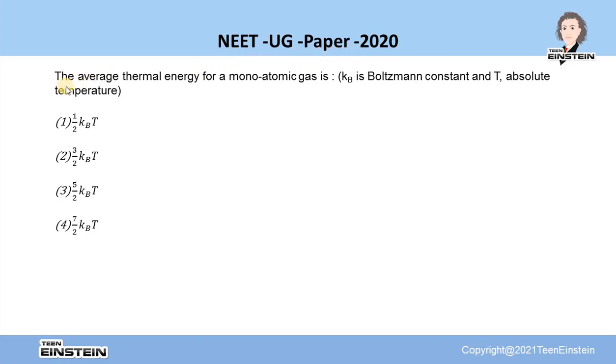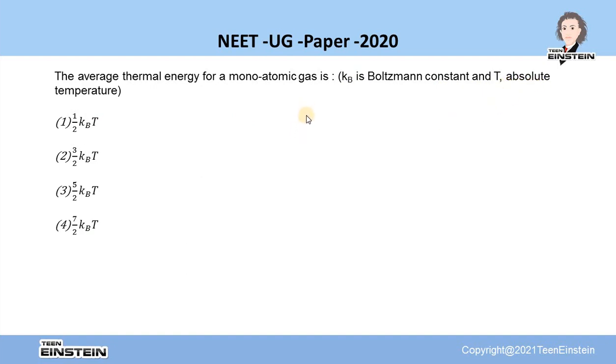Here is the problem. In this problem, you are asked to find out the average thermal energy of a monatomic gas. So here there are four options: half kT, 3 by 2 kT, 5 by 2 kT, 7 by 2 kT. You have to find out the correct option out of these four. And here k is Boltzmann's constant and T is the absolute temperature.